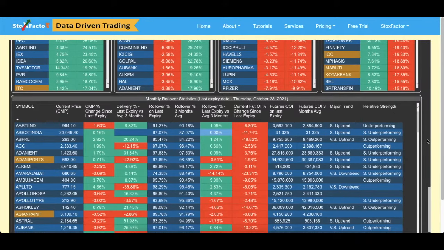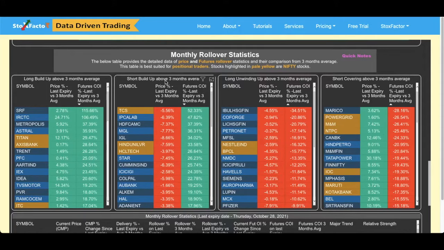Now we have divided the stocks into 4 categories, that is mainly long build-up, short build-up, long unwinding and short covering. This will help you to focus selectively on one bucket at a time.